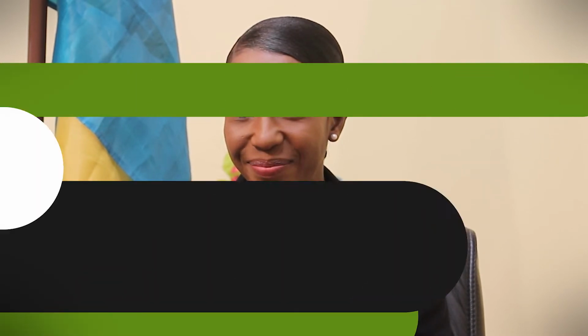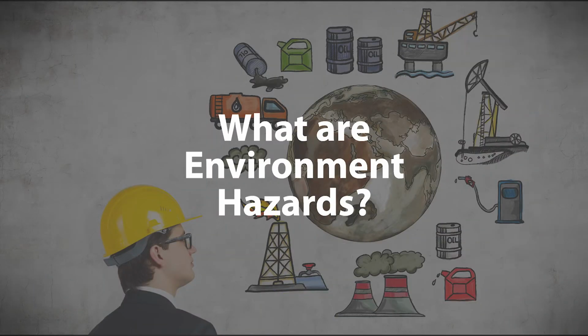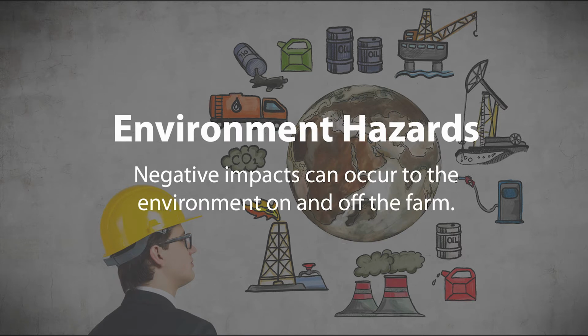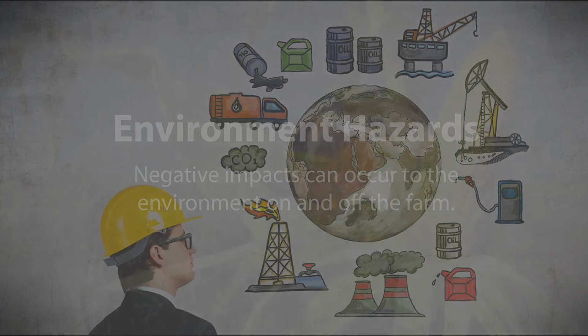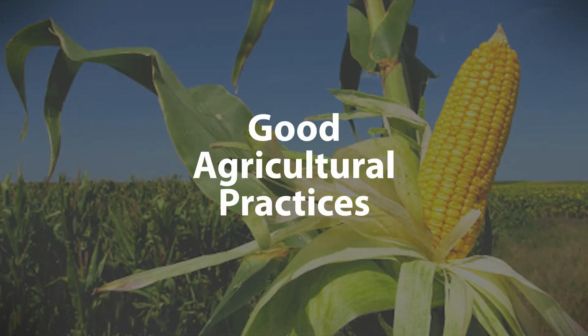Let's begin. What are environmental hazards? Environmental hazards are negative impacts that occur to the environment on and off the farm as a result of production, harvesting, and post-harvesting handling of fruits and vegetables. Good agricultural practices can prevent or minimize the negative impact of farm activities on the environment.